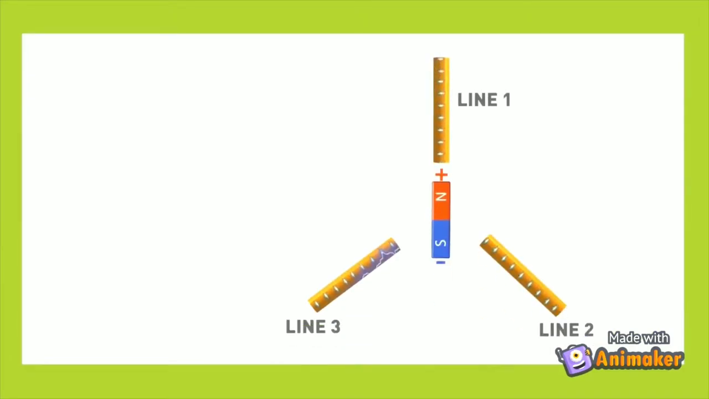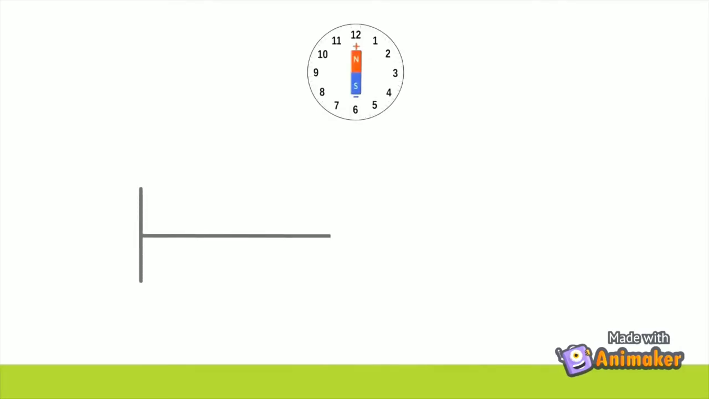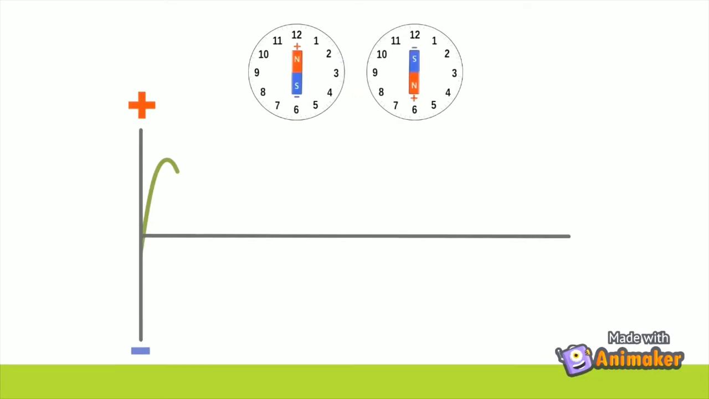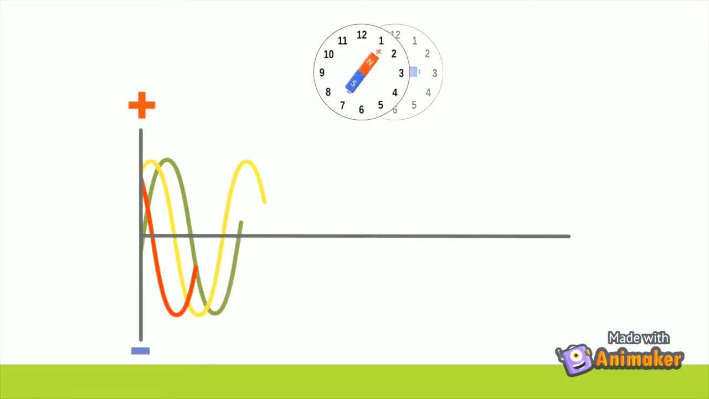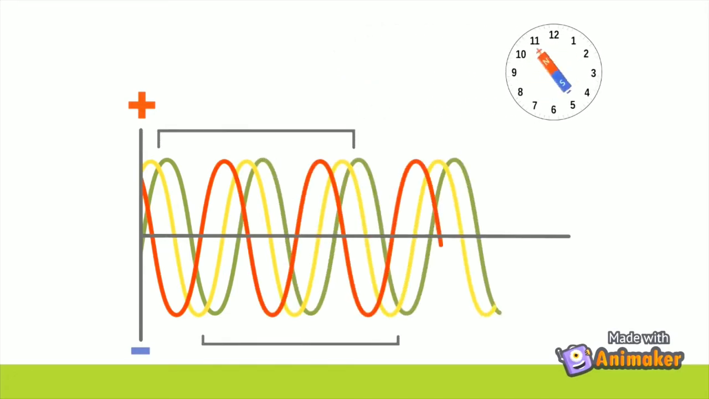Hopefully, this example shows you how, at any time, current is always flowing in at least two lines. Let's focus on line 1. Line 1 is at its peak current when the north pole points to both 12 and 6 o'clock positions. It is at zero current when the north pole points to 3 and 9 o'clock. Only one of the three lines is ever at peak, but because there are three lines, there are three positive peaks and three negative peaks for every cycle.